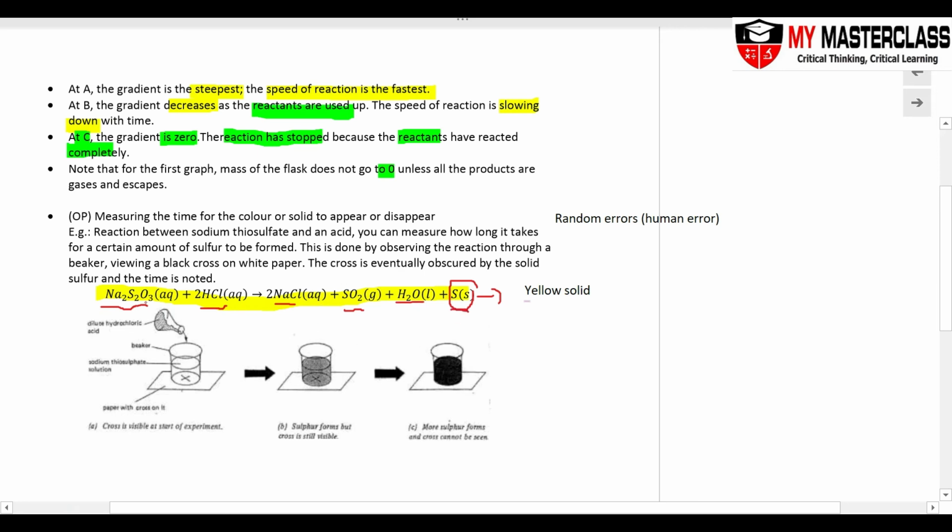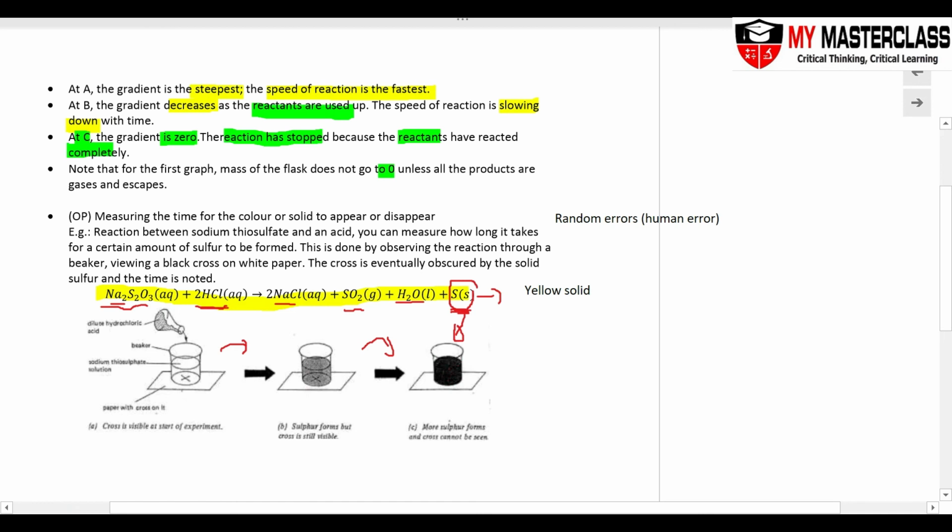To observe the rate of this reaction, I usually put the mixture of reactants in a beaker, and then I put it on a piece of paper on which I draw a cross. Because the mixture is colorless at the start, I can see the cross very well. As your reaction proceeds, sulfur is being formed and it turns a little bit opaque. Once your reaction is complete and all your sulfur is formed, because it is a yellow solid, I cannot see the cross anymore. So I will stop the stopwatch when I am unable to see the cross.